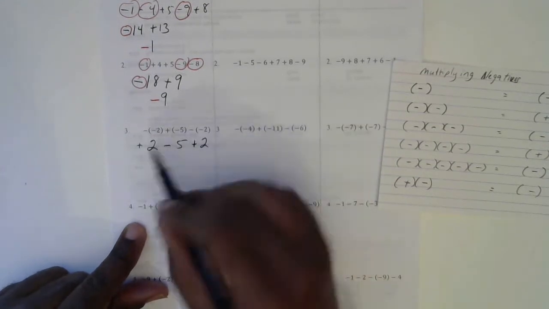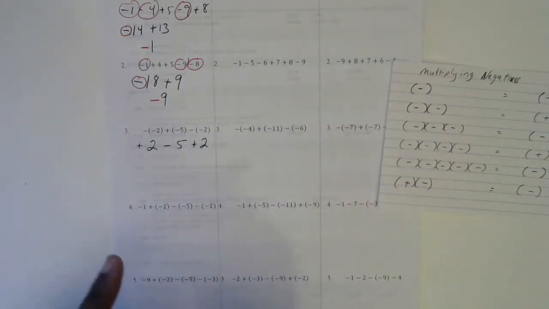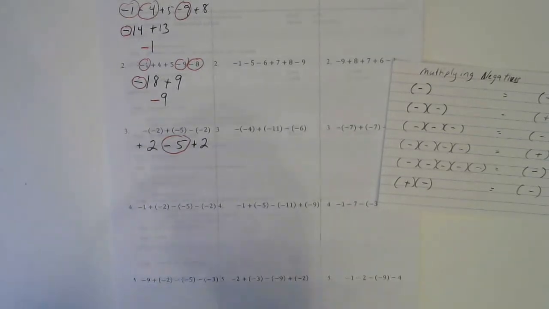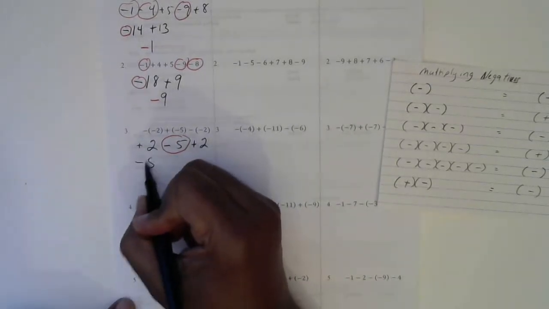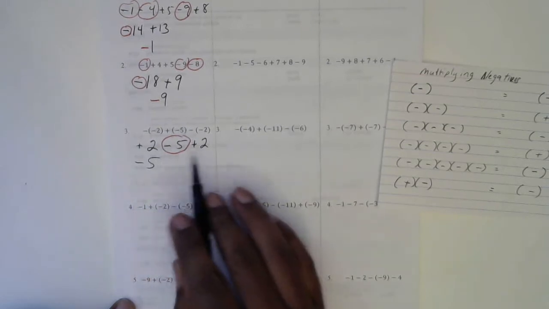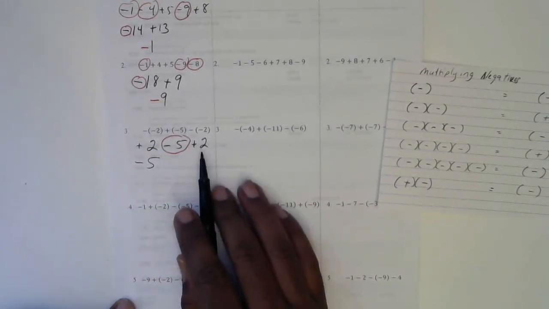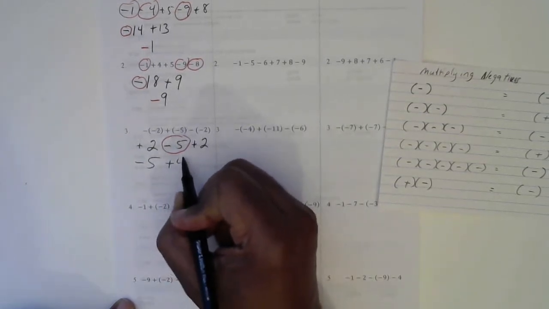Now we have single signs here instead of double signs. Alright, so let's start off with our negatives first. So -5. There's no other same sign, so we'll just put that in front. -5. Now the 2 and the 2 here are all the same signs, so positive, positive. So same signs add, we'll get positive 4.